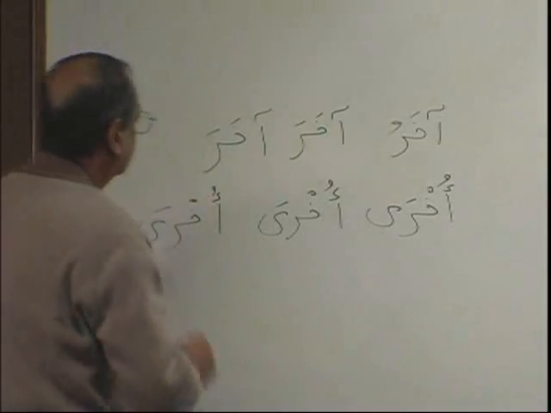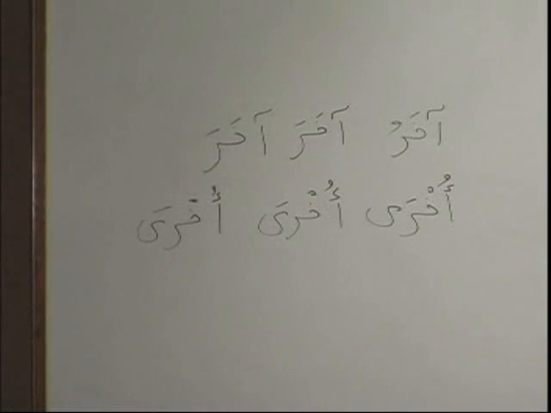So here is the gist of it, brothers and sisters. Amrun, amran, amrin. Against it we have Umaru, Umara, Umara. Now comes our akharu and ukhra. Are you with me, brothers and sisters? They are both diptote. The top one is masculine and the bottom one is feminine. Okay?